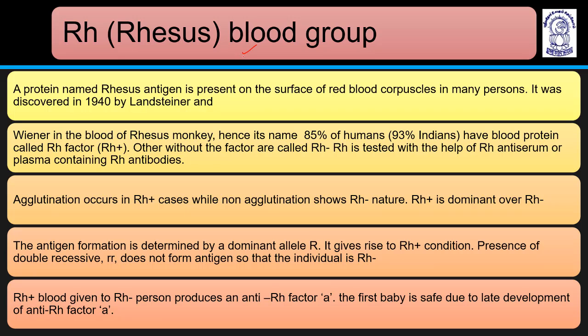Rhesus blood group, or Rh factor. A protein named rhesus antigen is present on the surface of red blood corpuscles in many persons. It was discovered in 1940 by Landsteiner and Wiener in the blood of the rhesus monkey, hence its name. 85% of humans, and more than 93% of Indians, have the blood protein called Rh factor, Rh positive. Others without the factor are called Rh negative.